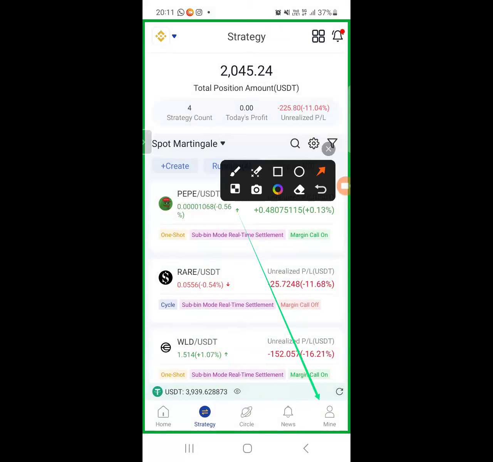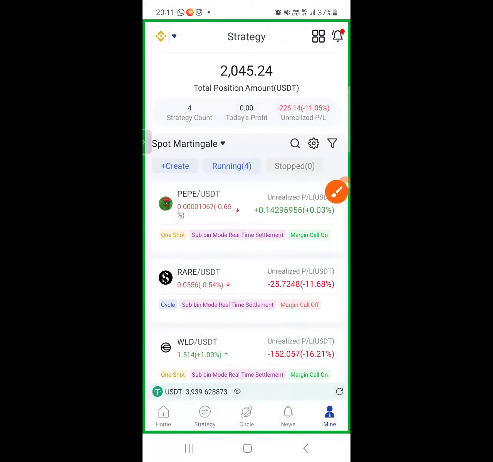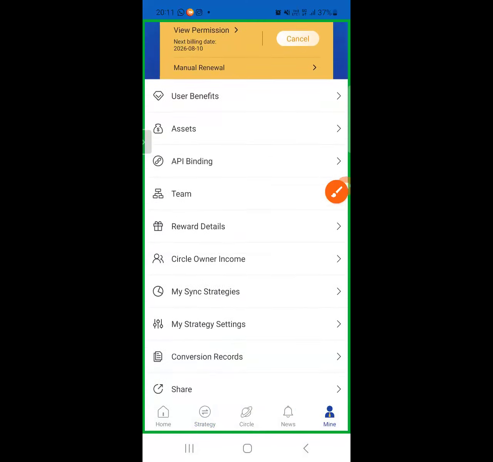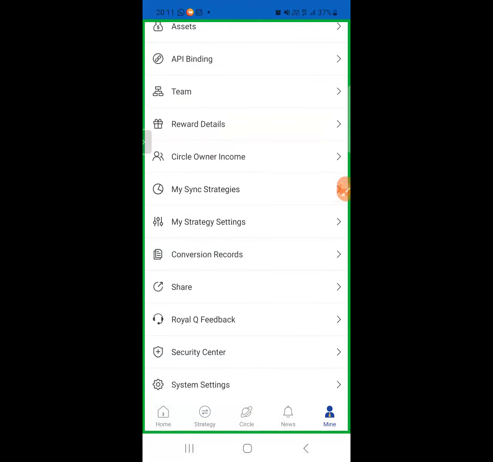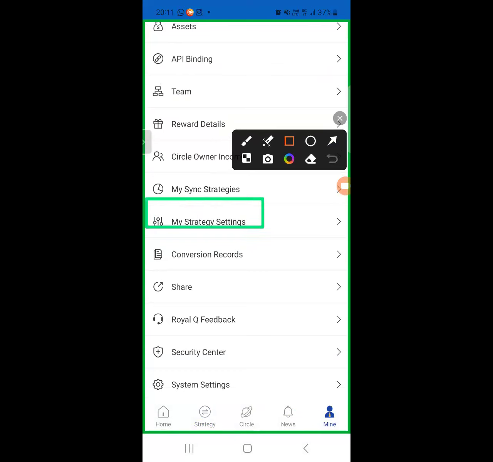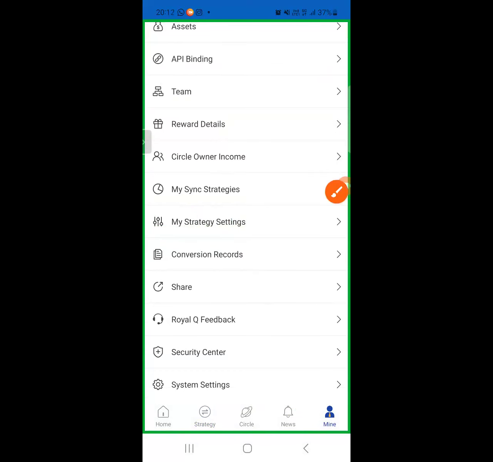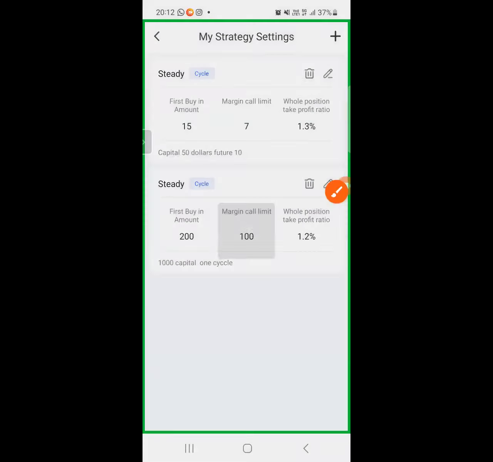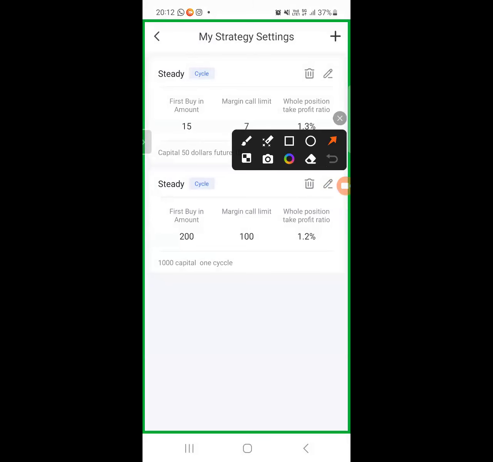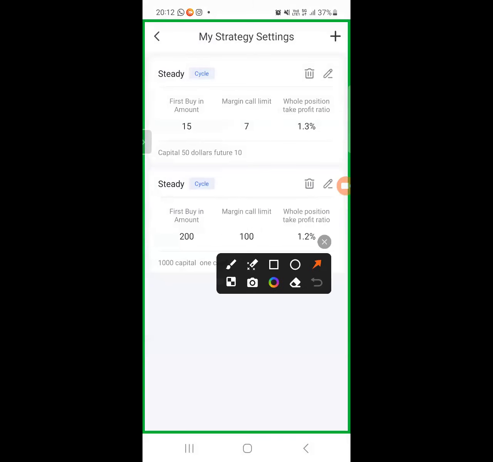When you come on mine, you tap on mine, then you scroll a little bit down. Then you will see what is called my strategy settings. Okay, my strategy settings. When we tap on my strategy settings, you will see that this one is a new account, an account of less than 1 month.